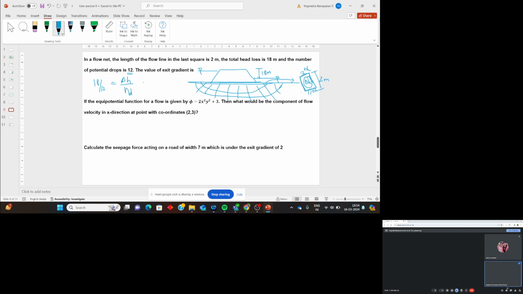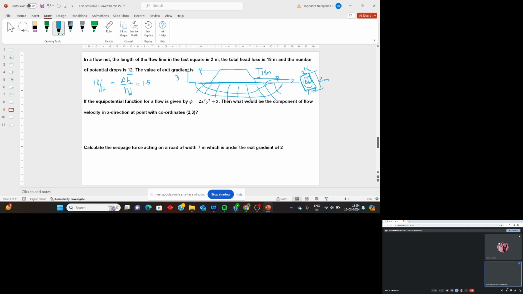Are you able to understand or not? Yes, sir. Tell me clearly. Yes, sir, I understood. Okay, now you will be getting 1.5. Now what is this meaning? See, listen carefully here. It is 18 meters. So in every flow net, the drop is 1.5. So the total drop is 18.